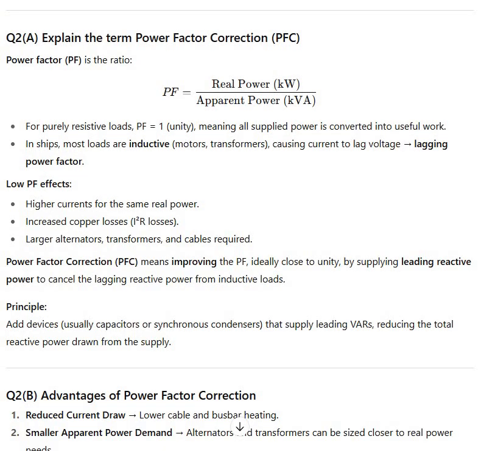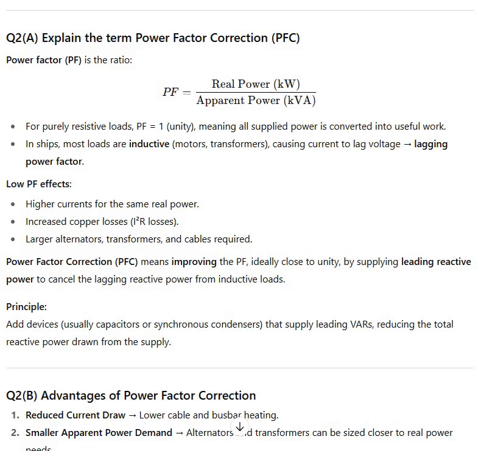Power factor is the ratio of the real power to the apparent power, that is kilowatt divided by kVA, as we all know. The real power which is actually doing work is the kilowatt, and the kVA is the apparent power. So the ratio ideally should be 1 for a purely resistive load. If the load is all resistive, then the power factor is 1, meaning all the supplied power is converted into useful work. In a ship, most of the loads are inductive, like motors and transformers, causing current to lag voltage. So the current will definitely lag the voltage.